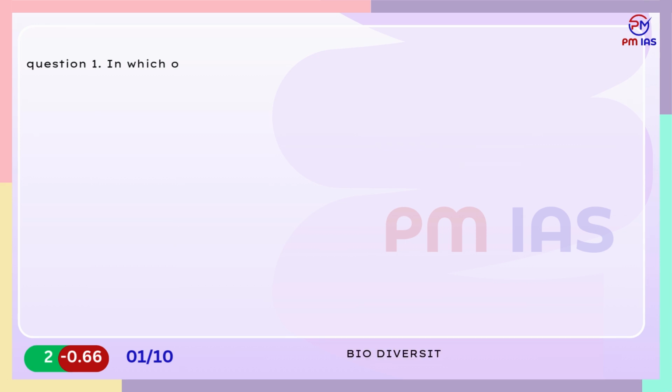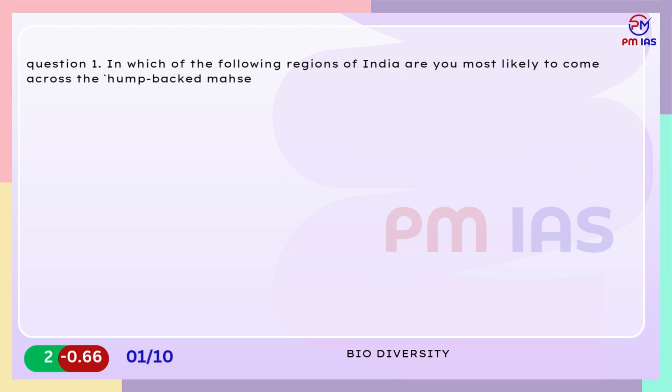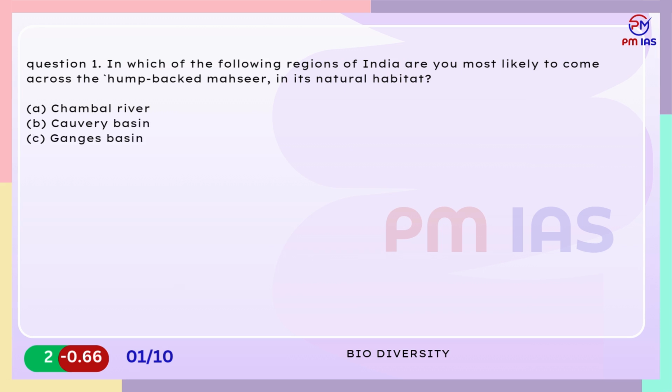Biodiversity. Question 1. In which of the following regions of India are you most likely to come across the humpbacked mahseer in its natural habitat? A. Chambal River. B. Kaveri Basin. C. Ganges Basin. D. Brahmaputra.